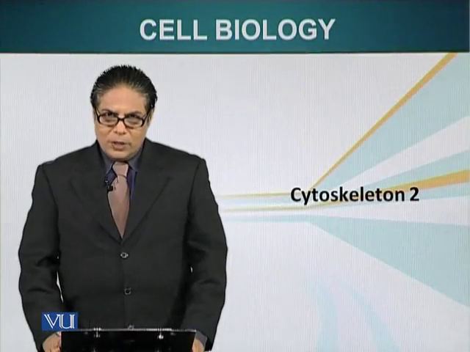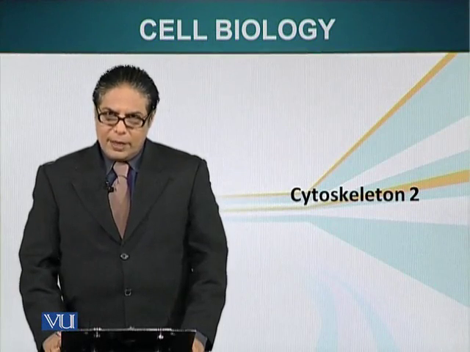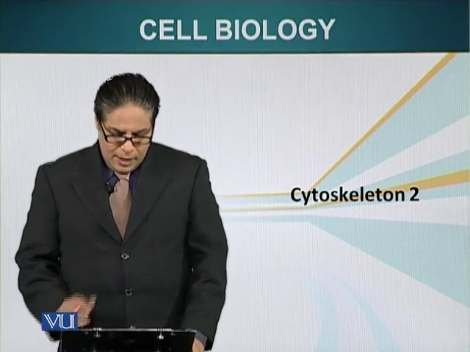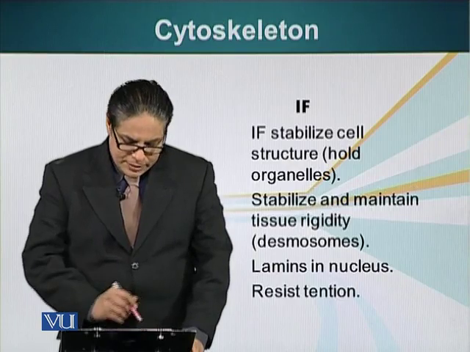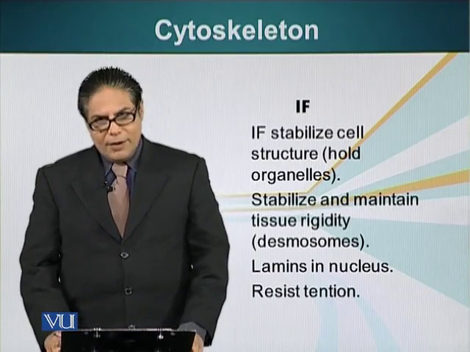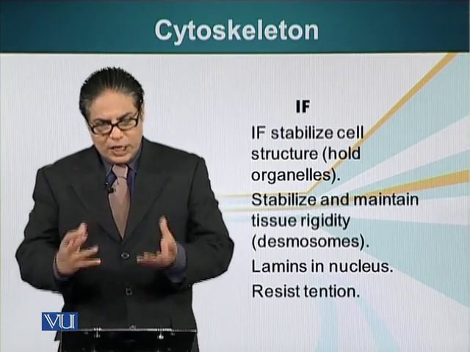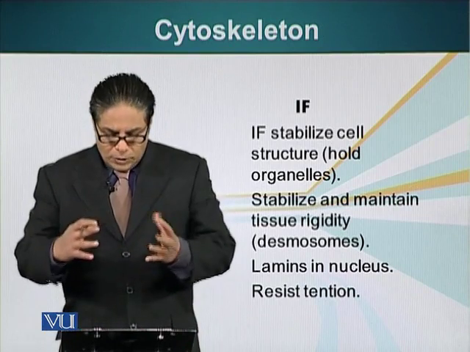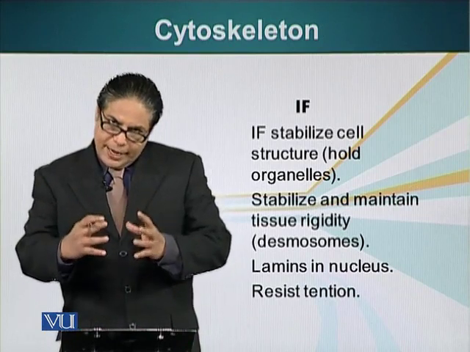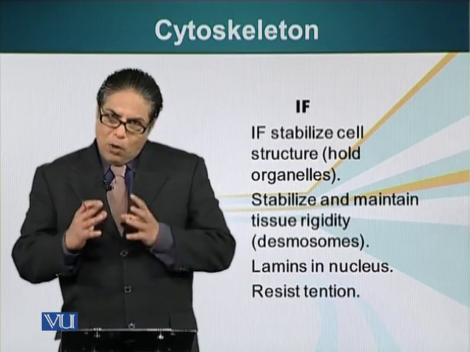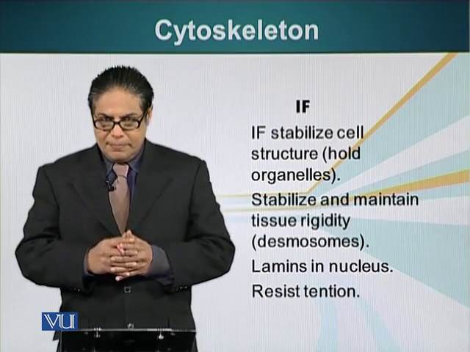In this module, we'll talk about intermediate filaments and microtubules. They are components of the cytoskeleton. First, let's look at the intermediate filaments. Intermediate filaments stabilize cell shape. They also maintain specific locations of some of the organelles inside the cell.